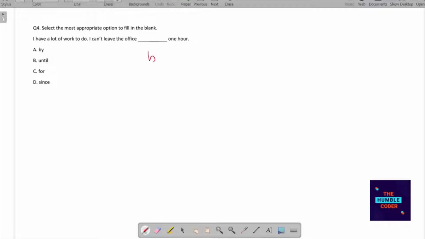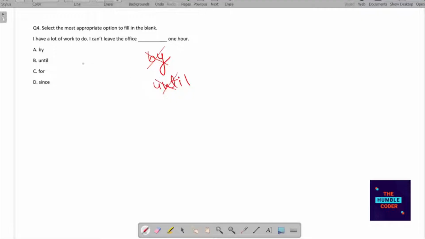So first of all, let's put by. So when we put by, let's read the statement once again. I have a lot of work to do. I can't leave the office by 1 hour. So this doesn't make sense. Therefore, by cannot be an option. Let's put another option, that is until. I have a lot of work to do. I can't leave the office until 1 hour. So until also does not fit perfectly.